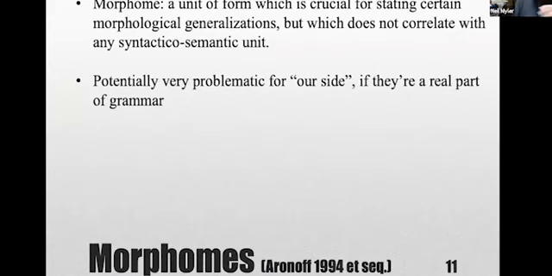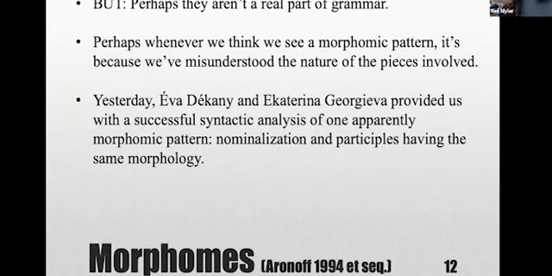There are many morphologists who think that there are loads of these all over the place. And if they're right, then that's potentially very problematic for our side, regardless of whether you believe in late insertion or not. But perhaps they aren't a real part of the grammar. Perhaps whenever we think we see a morphomic pattern, it's because we've misunderstood the nature of the pieces involved. And yesterday, even though they didn't mention the word morphome, Eva Dekany and Katerina Djogajeva provided us with a successful syntactic analysis of one apparently morphomic pattern.